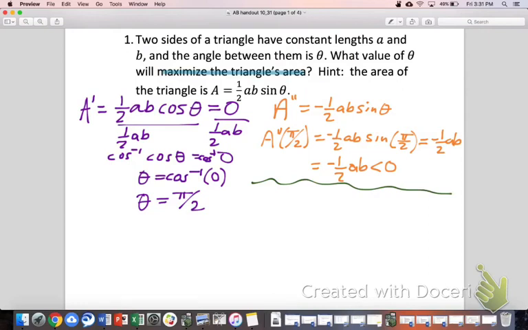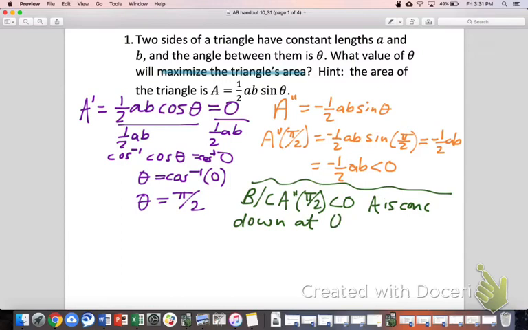So here we go. We will say because A double prime of pi over 2 is negative, we can say that A is concave down at theta equals pi over 2. Therefore, A is maximized when theta equals pi over 2, and we're using the second derivative test there.